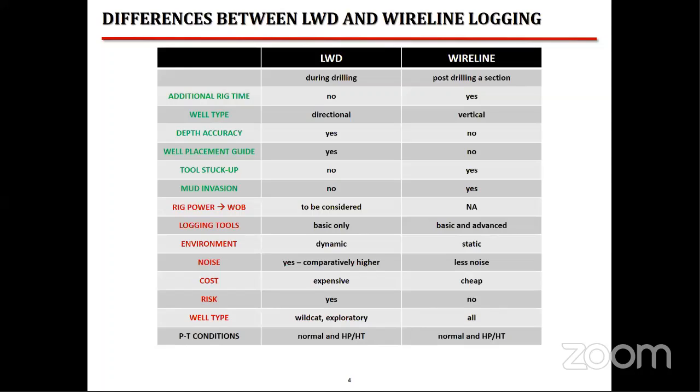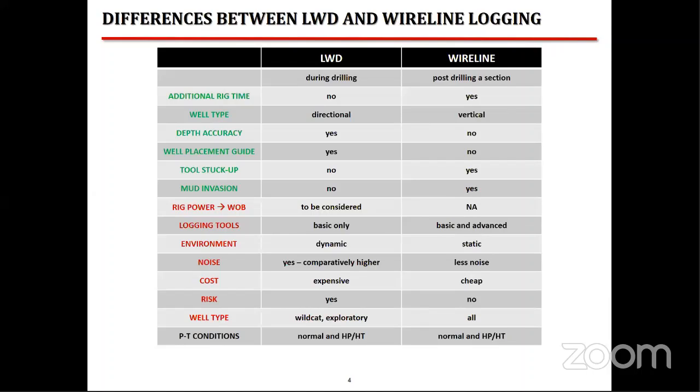These are: number one, LWD is very useful for directional or horizontal wells, while wireline is preferred for vertical wells. This is because an LWD tool can provide better depth accuracy and improved well placement during a directional survey. Also, during the drilling phase, the drilling mud is in constant movement in the wellbore, due to which issues such as tool stuck up or mud invasion into the formation can be largely negated. On the other hand, these are major issues encountered in wireline logging which lead to severe NPTs.